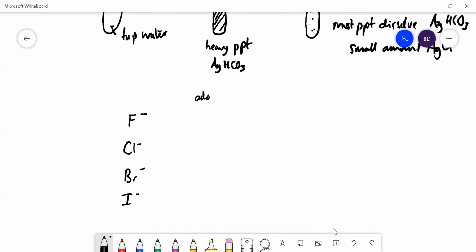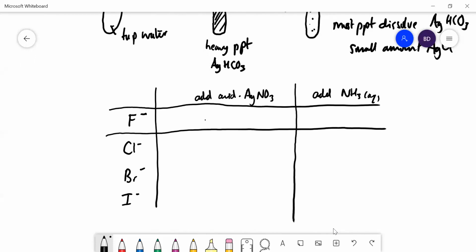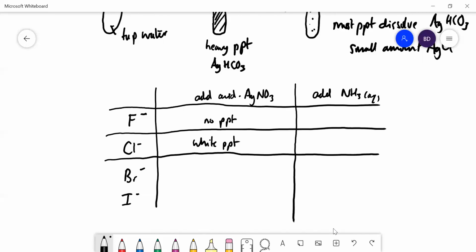If you add acidified silver nitrate, and then add ammonia solution. This is a summary. First of all, with the fluoride, you'll get no precipitate with the silver nitrate. The chloride, as we said, gives a white precipitate. To make sure that it is chloride, it will dissolve in dilute ammonia.